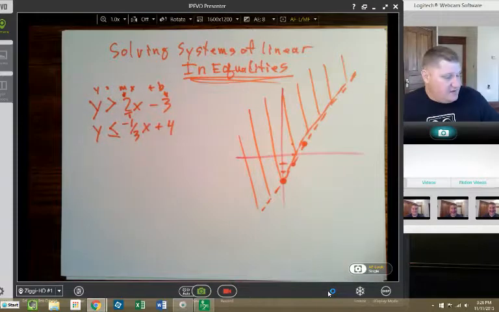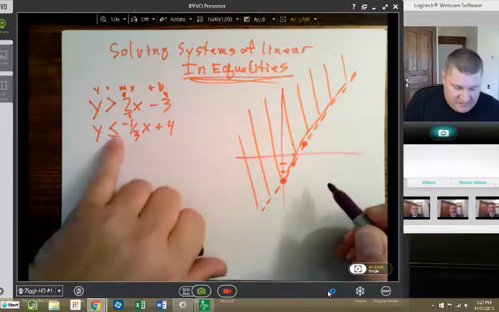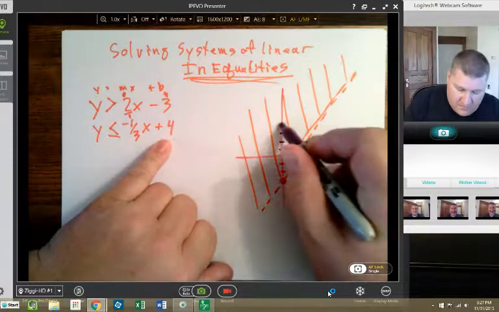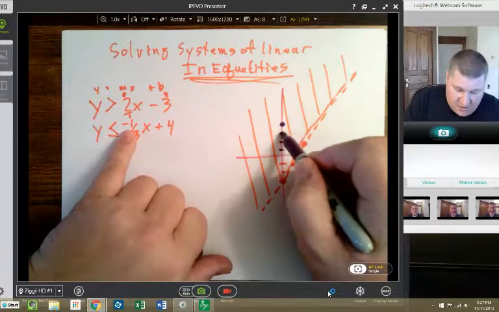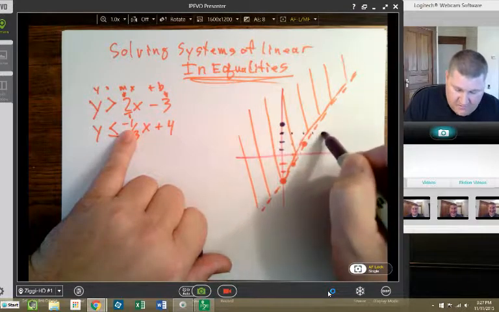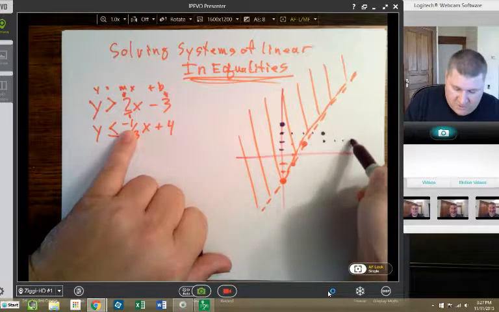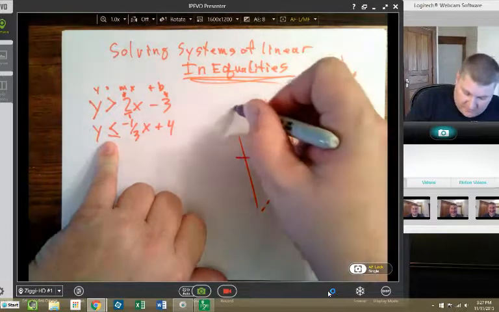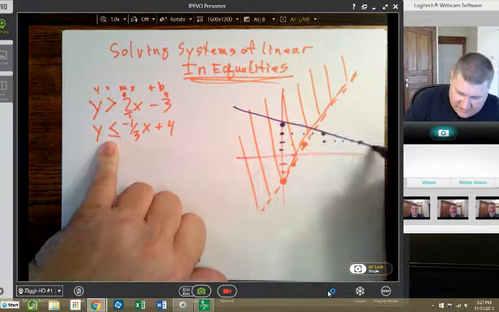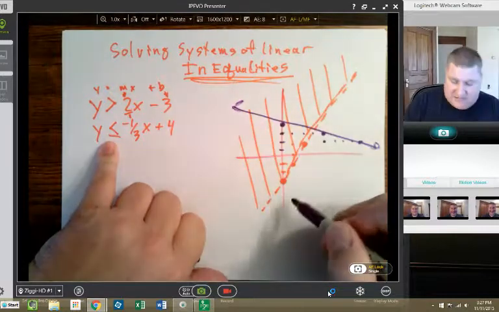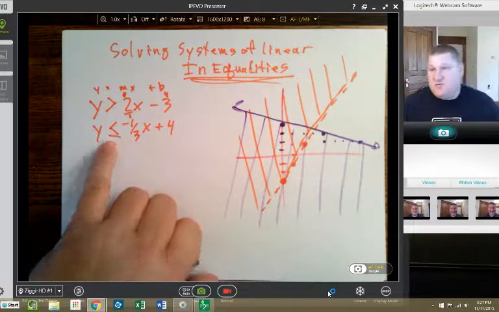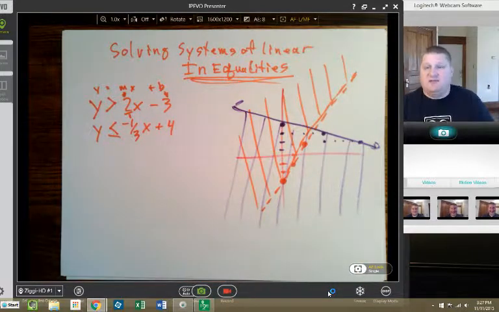Okay. Now, if I go over here and I do the other line, I say y is less than or equal to -1/3 x plus 4. 1, 2, 3, 4. From here I go down 1 over 1, 2, 3, 4. And now, because this is less than or equal to, it's actually a nice solid line. And since it's y is less than, I'm going to shade below.